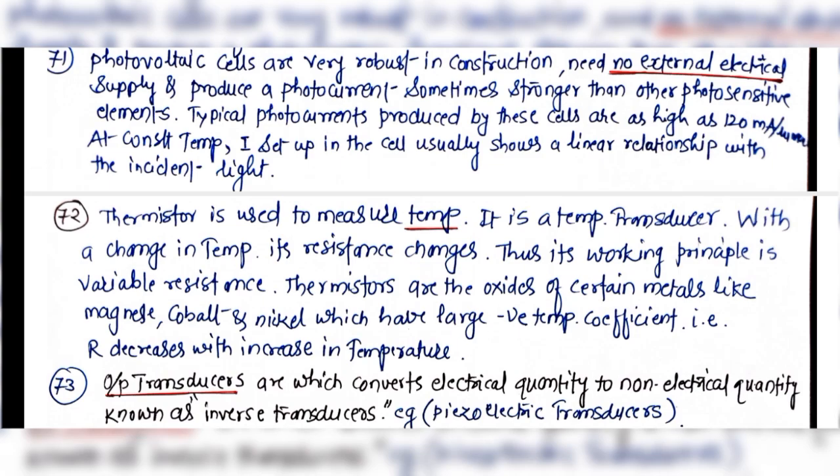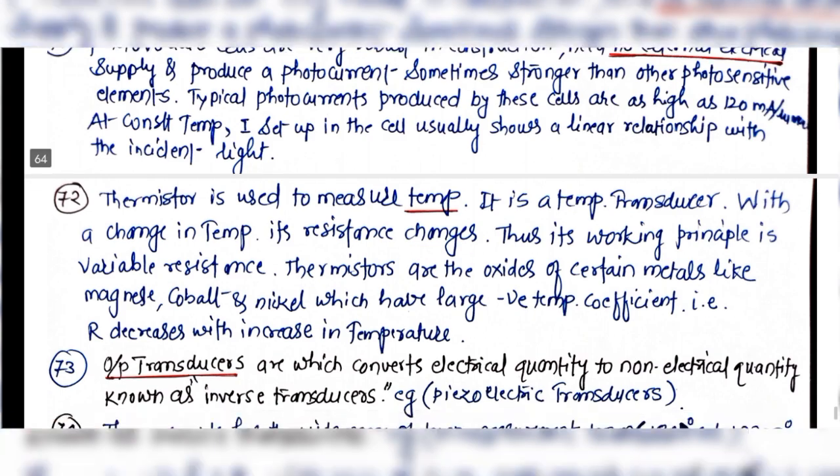Photovoltaic cells are very robust in construction, need no external electrical supply, and produce a photocurrent sometimes stronger than other photosensitive elements. Typically, photocurrents produced by these cells are as high as 120 milliampere per lumen. At constant temperature, the current set up in the cell usually shows a linear relationship with the incident light.